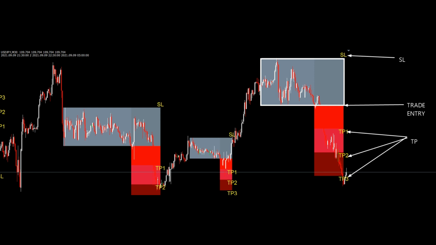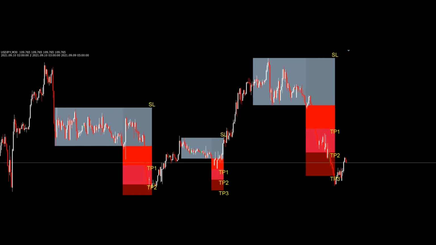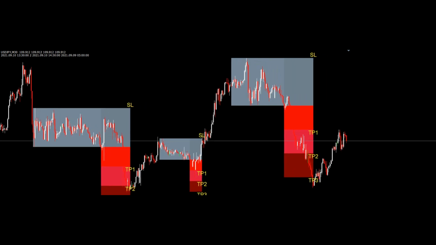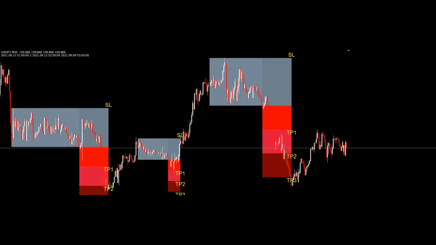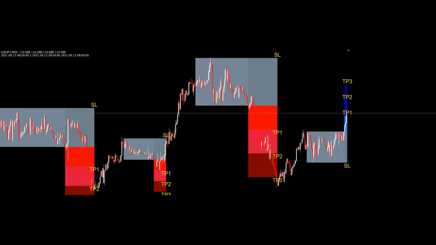So, let's go ahead and look at some more trade setups. Okay, here the buy trade setup has been received, so let's see to which take profit level the price is going next.